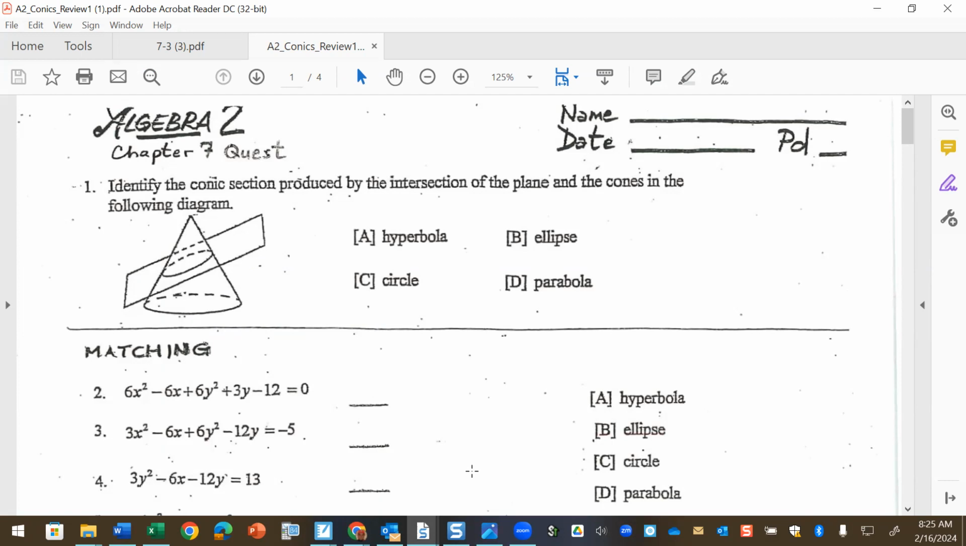Okay. What shape is that one with the plane cutting through the cone at an angle? It's an ellipse. But here's the thing. Your quiz is going to be 25 questions. And why am I excited? I'm giving you 4 pictures you have to be able to identify, and then I'm giving you 4 matching where you have to identify the conic.